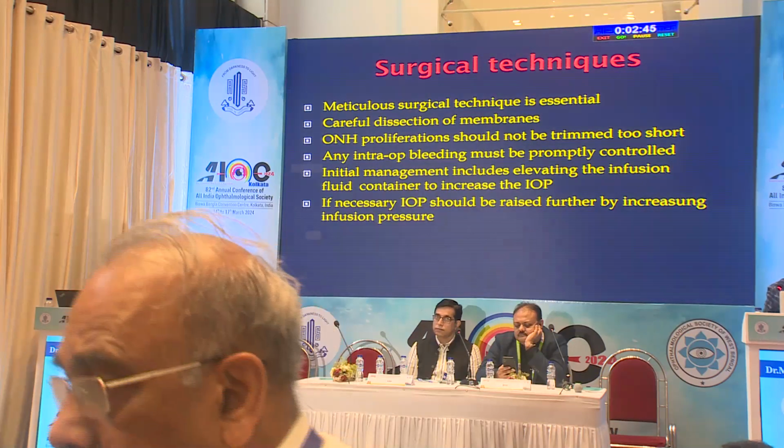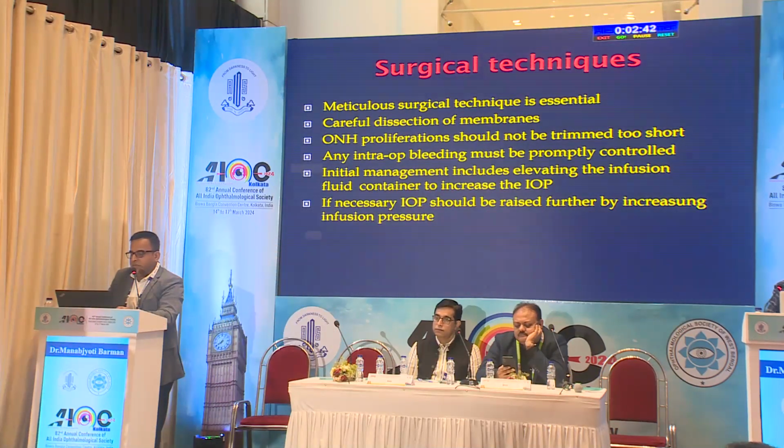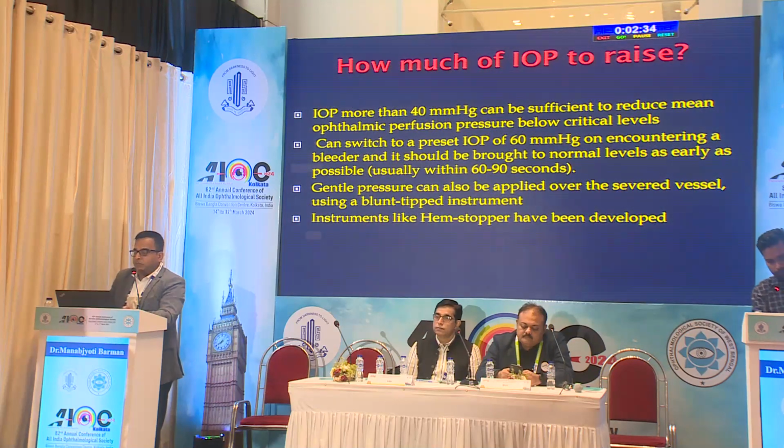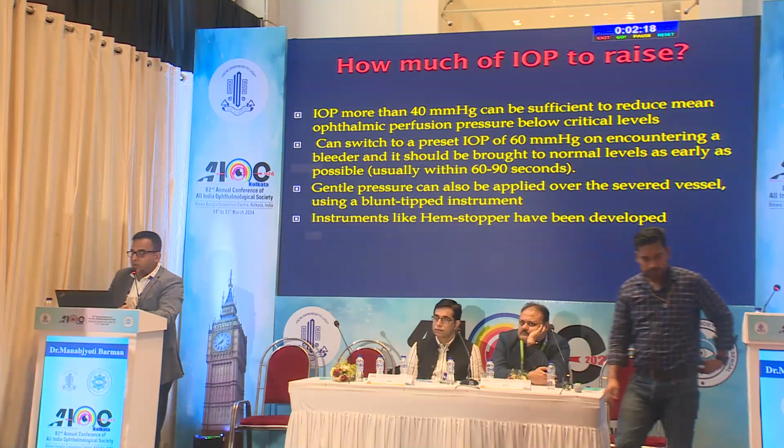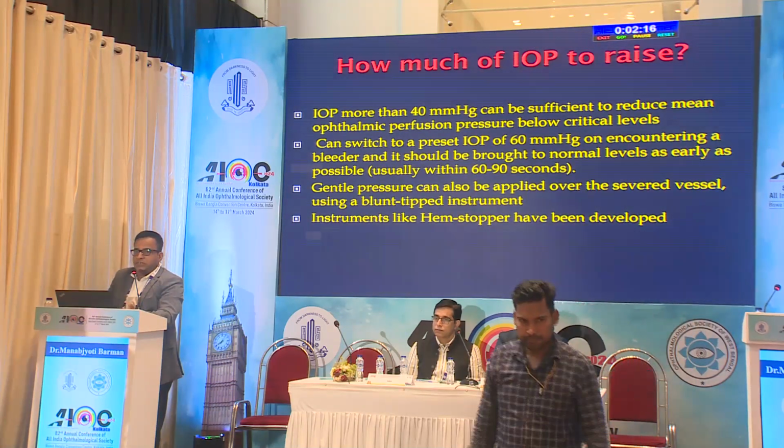Intraoperative bleeding must be promptly controlled. Initial management includes elevating the infusion fluid container to increase the IOP, and if necessary, IOP should be raised further by increasing infusion pressure. So how much IOP to raise? An IOP of more than 40 millimeters of mercury can be sufficient to reduce mean ophthalmic perfusion pressure below critical levels. We can switch to an IOP of 60 millimeters of mercury on encountering a bleeder, and it should be brought back to normal levels as early as possible, that is within 60 to 90 seconds.